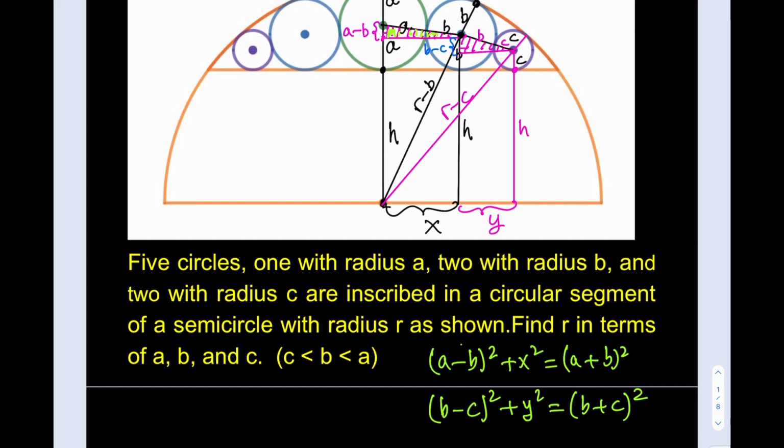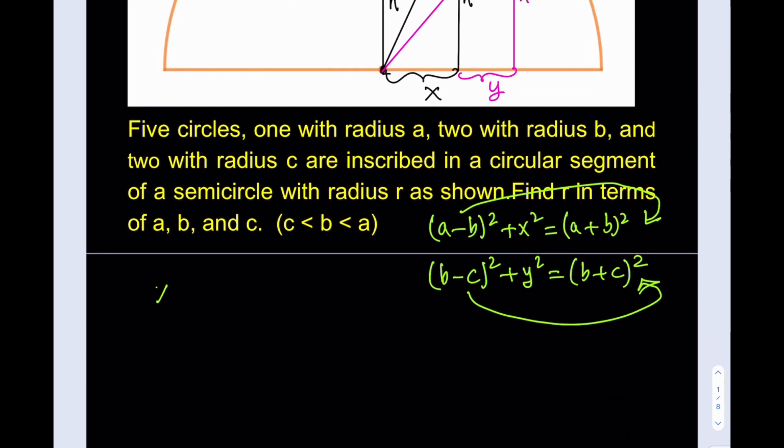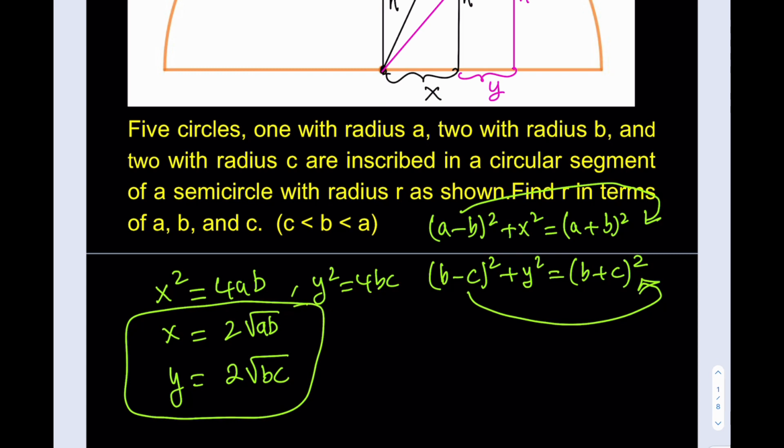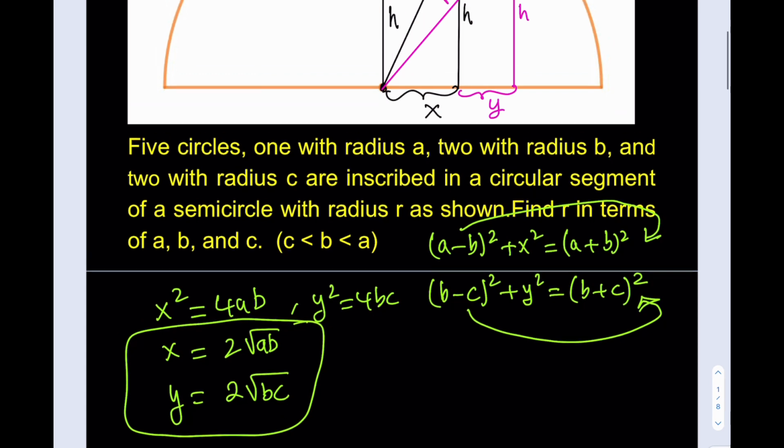You know our famous identity. If I subtract (a − b)² and if I subtract (b − c)², what am I getting from here? Well, the first one gives me x² = 4ab, meaning that x is equal to 2√(ab). And the second one should give me y² = 4bc, and that means y is equal to 2√(bc). So x and y values in terms of a, b, c, I'm going to use those later. Awesome. I got that in place.